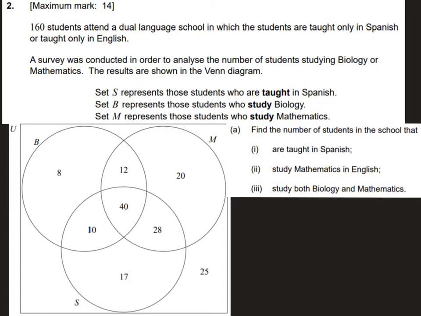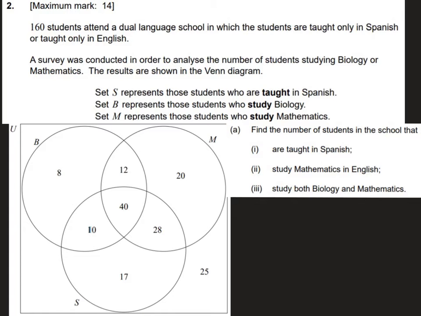Question 2 is all about Venn diagrams. So there are 160 students who attend a dual language school where they're taught in Spanish or in English only. They're doing a survey and the data is represented in this Venn diagram, where S represents the students who are taught in Spanish, B represents those students who study biology, and M represents those people studying maths.